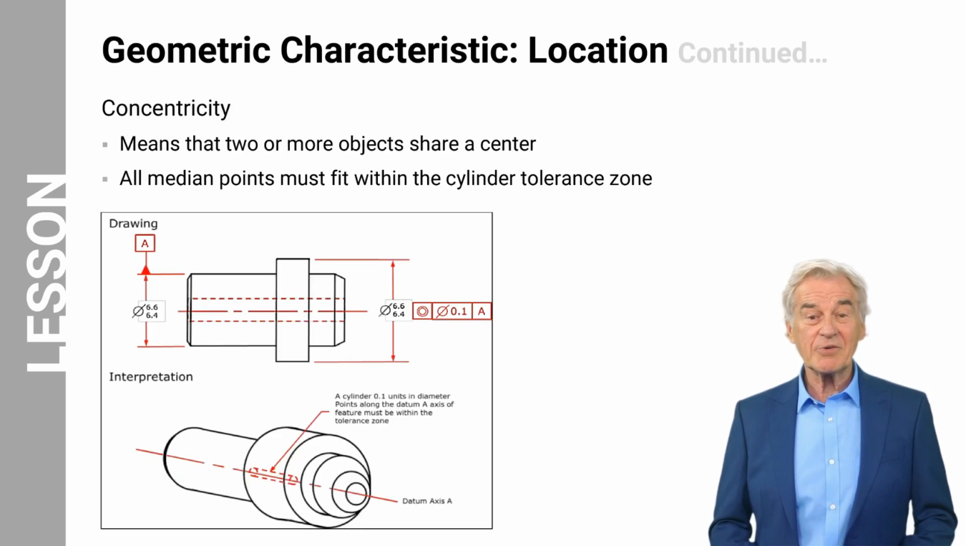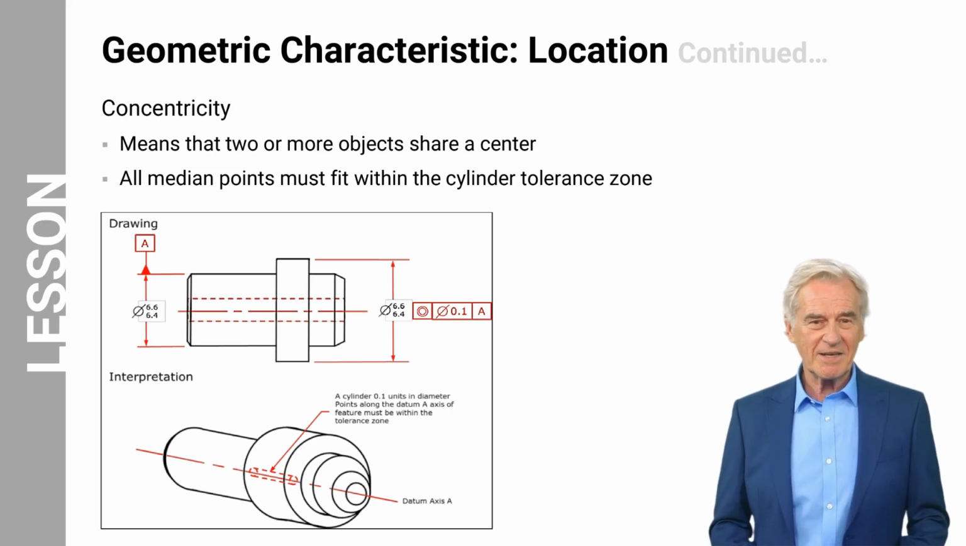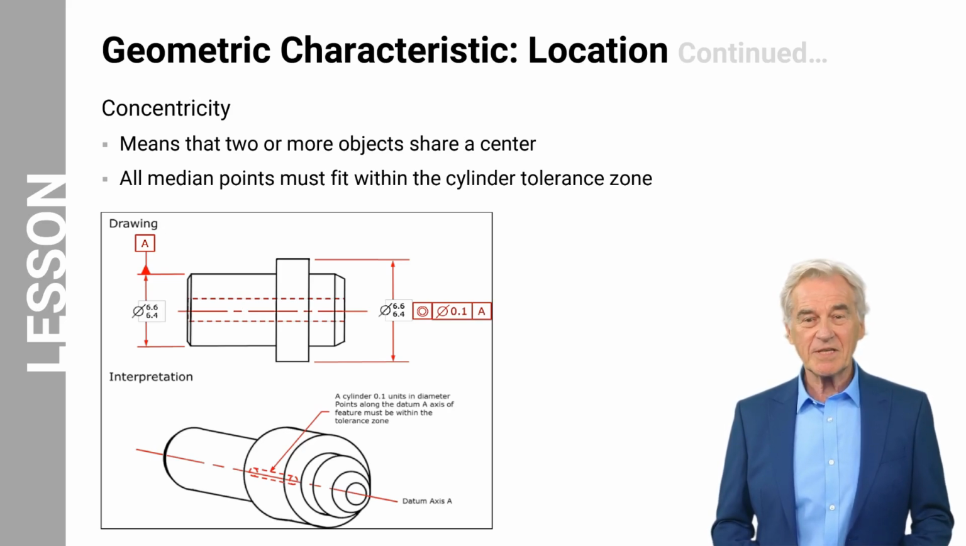Concentricity is the next characteristic of the location tolerances. Concentricity means that two or more objects share a center. This figure shows a concentricity tolerance applied to a feature. The tolerance zone is a cylinder of 0.1 units in diameter whose axis is on the datum axis A. To measure for concentricity, the median points of lines between two opposing features are measured. The two opposing features in this case are the inside walls of the hole in the specified feature. All median points must fit within the cylinder tolerance zone.